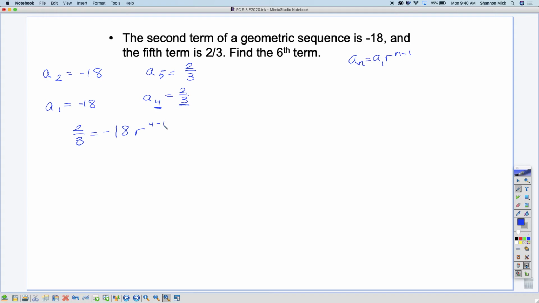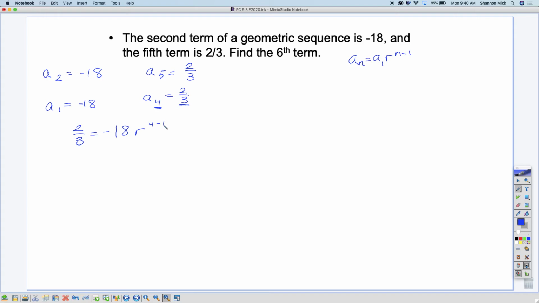N is the 4th term. None of that changes from 9-1. It's the same thing the whole way. N was the number of terms, and a sub n was what the term value was. Right? So it's not that hard, just stay organized. You'll be fine.